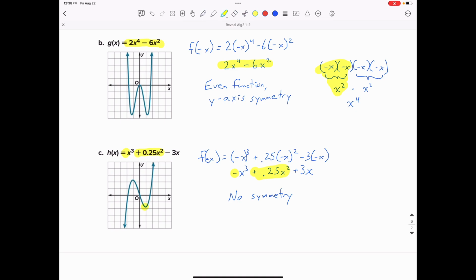that this hump right here would have to flip over and land on this hump. And it's just not the same size. The hump on the top is a little bit bigger than the hump on the bottom, so it actually does not have origin symmetry.